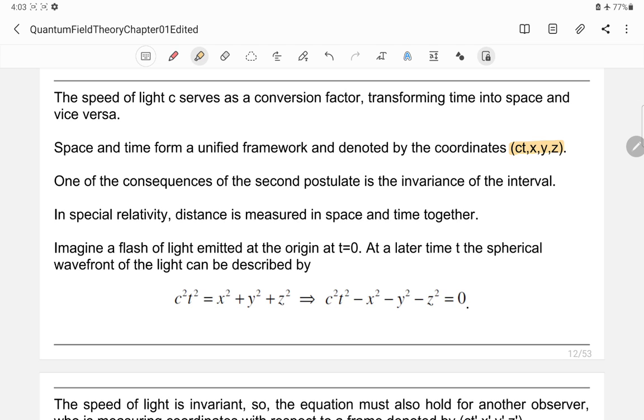So if you imagine a flash of light emitted at the origin at t equal to 0, at a later time t, the spherical wavefront of light can be described by this one here, or that one. c squared t squared minus x squared minus y squared minus z squared should be 0.